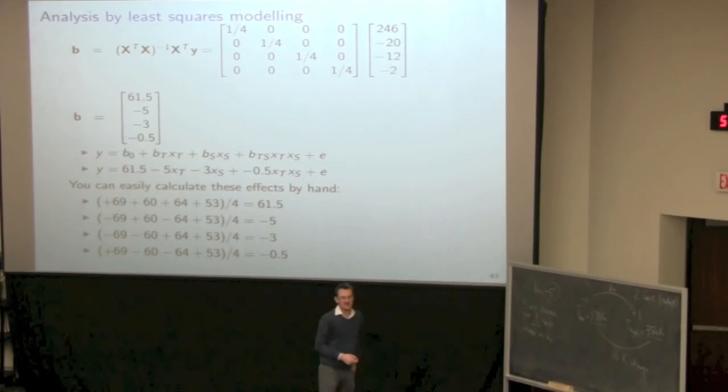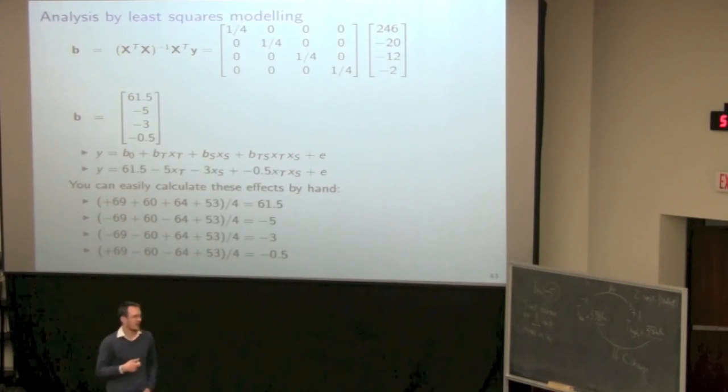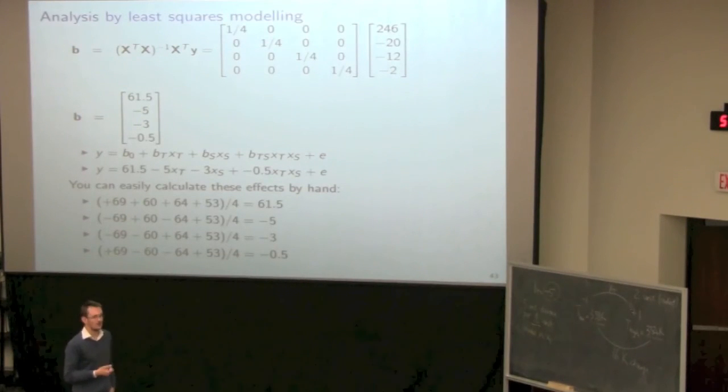So when we see this minus 5 over here, you do actually have to take some care. Minus 5 represents a change in 1 unit of X. We in fact changed 2 units in coded units. Yes and no. You can use your least squares model outside the range when you build your model with some care.